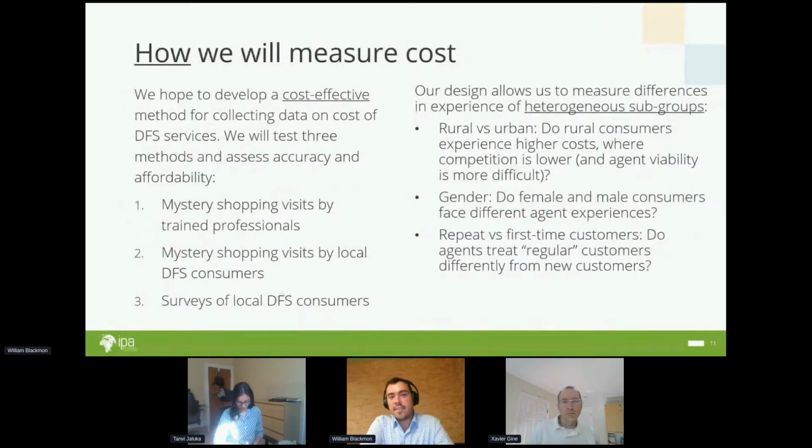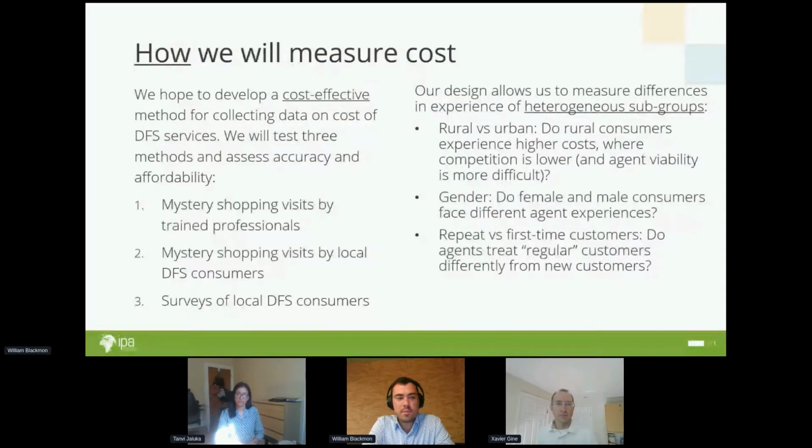So here is, I think, the methodology bit, and I think this is the most interesting part for me. Our goal here is to develop the most cost-effective method for collecting data on cost of digital financial services. We are both interested in capturing the true costs, but also finding a method that's relatively inexpensive, so it can be scaled to a larger set of countries and carried out on a periodic basis.